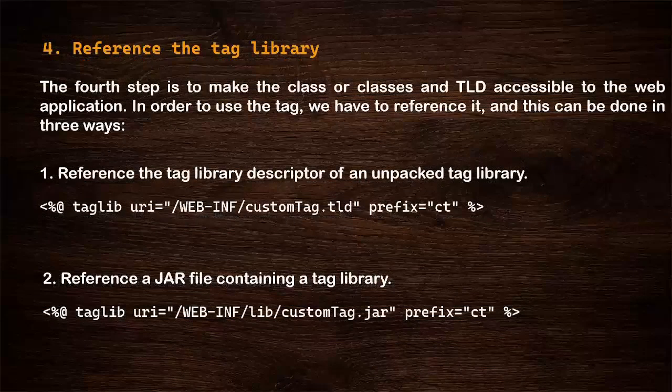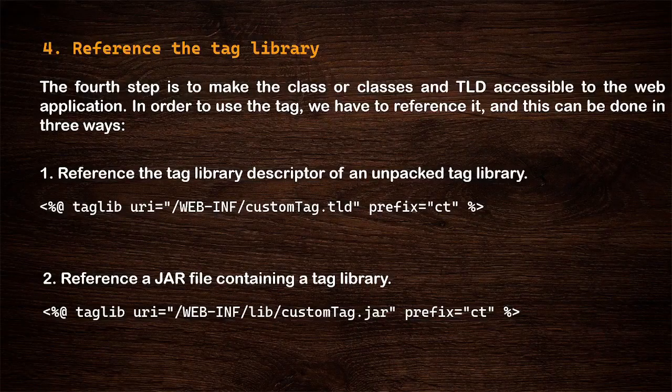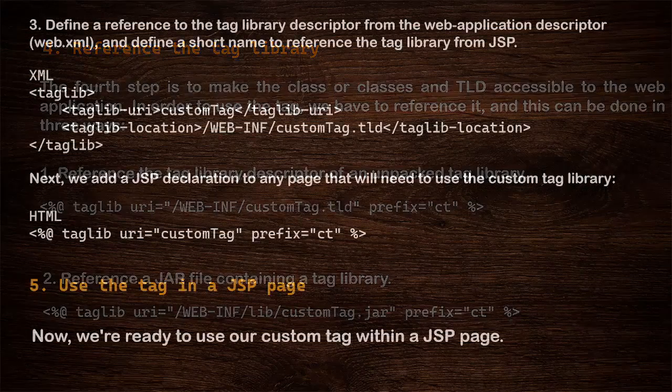The fourth one is referencing the tag library. The fourth step is to reference the tag library in order to use the tag, and this can be done in several ways. Number one, reference the tag library descriptor of an unpacked tag library. This is an example for this method. Number two, reference a jar file containing the tag library. This is an example for the second method.